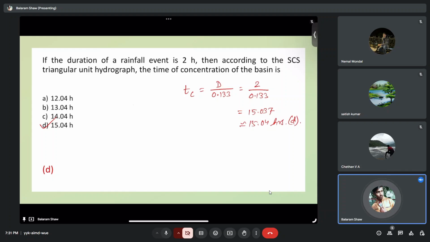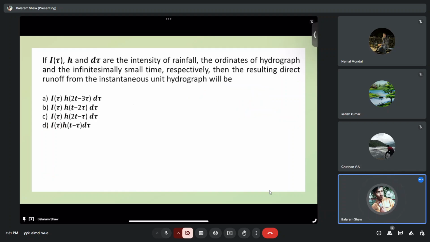Okay, so the next question is, I think this one is the last question now. If I tau, h and d tau are the intensity of rainfall, so I tau is the intensity of the rainfall, h is the ordinate of the hydrograph, and d tau is the infinitesimally small time respectively. Then the resulting direct runoff from the instantaneous unit hydrograph will be, so simple, that is I tau into h of (t minus tau), because just one lag we keep, right? The correct answer is D.